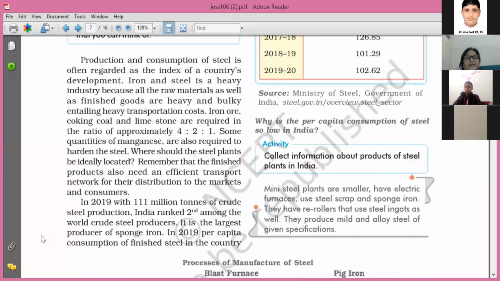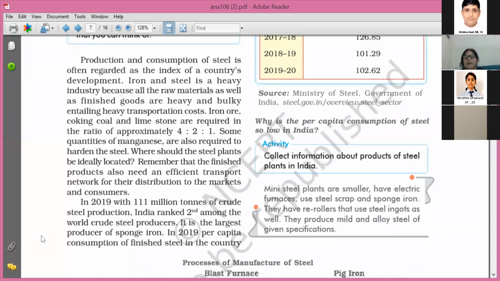India is the second largest producer of crude steel, and it is the largest producer of sponge iron. But the per capita consumption of steel in our country, that is steel consumed by one person, is very low. We would study why it is low later on when we study about the challenges.